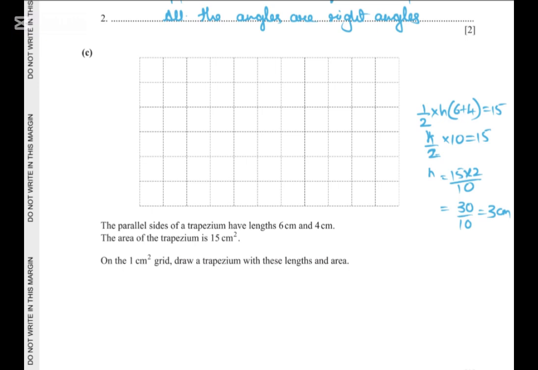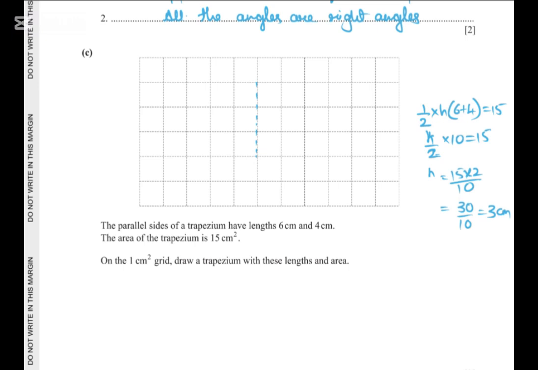Using these measurements, that is 6 centimeter and 4 centimeter are parallel sides, you can draw the two parallel sides which are 3 centimeters apart. So let me draw the dashed line for height here, 3 centimeters. Yeah, this is the height. So now, in between taking this gap, we can draw these two parallel lines.